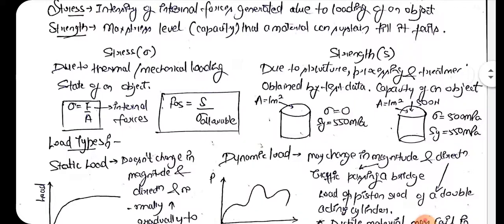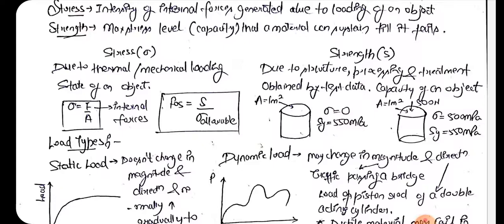So firstly we see what is stress and what is strength. Stress is the intensity of internal forces generated due to loading of an object. When we load an object, due to resistance, some internal forces are generated in the object. And those internal forces divided by cross-sectional area is known as stress. F upon A. We all know that.